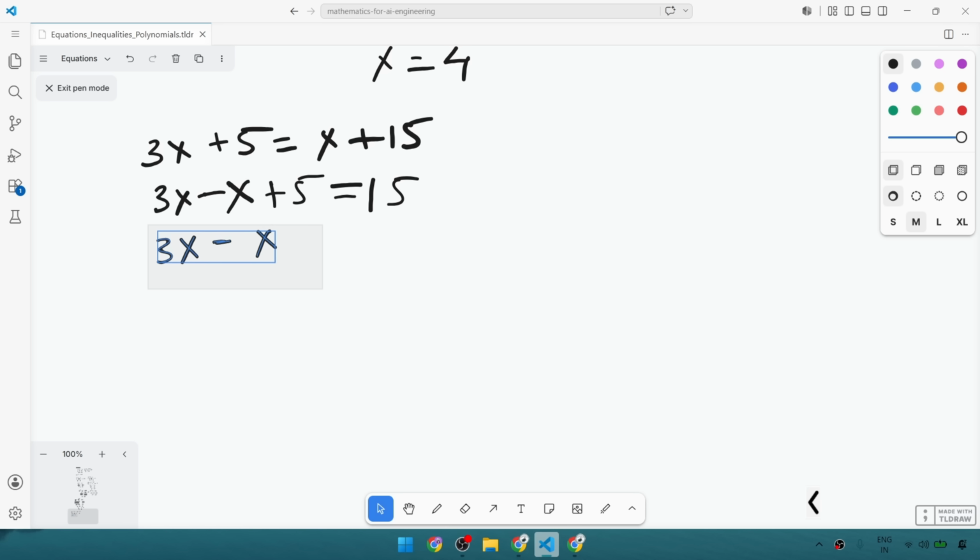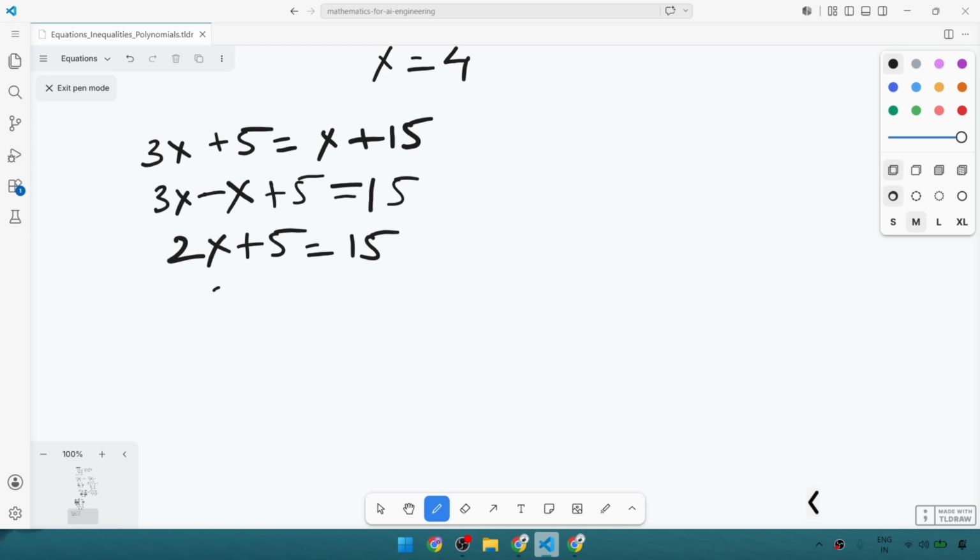So in place of this, let's write 2x. So 2x and then plus 5 equals to 15. And now we need to solve this addition first. So again you can do the opposite operation at both the sides, which means minus 5 here and minus 5 here. So minus 5 and plus 5 will get cancelled.